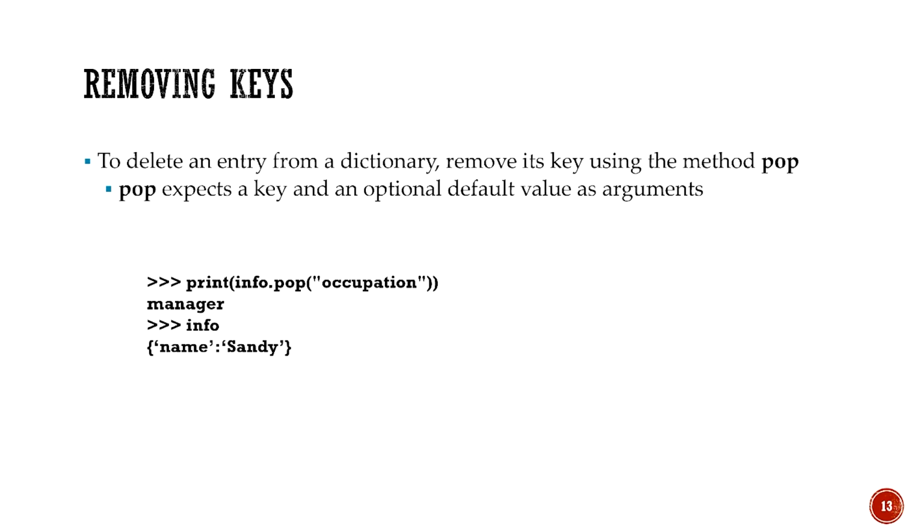Okay, now we want to go over some methods to manipulate a dictionary, very similar to lists. For example, if we want to remove a key, we use pop. To delete an entry from a dictionary, remove its key using the method pop. Pop expects a key and an optional default value as argument, so it's optional. But here, we want to say info.pop occupation. It means drop that key, which is occupation. And then you print the updated variable, then you only see one key, which is name.